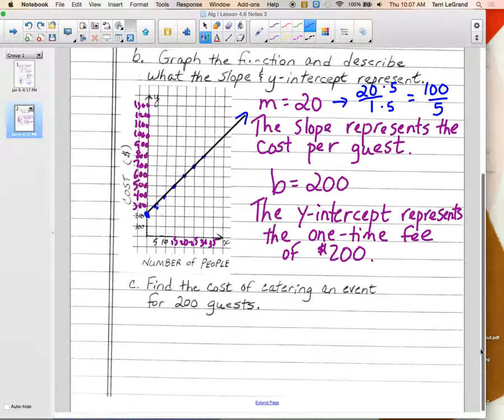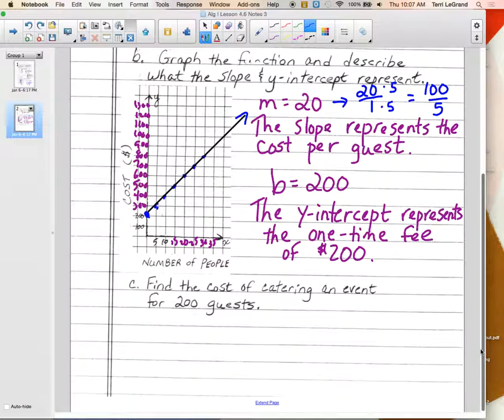Okay, if we were doing this on a graphing calculator, we could let the graphing calculator do this for us. Or we could look at our graph. If our graph is large enough, we could use the graph maybe to estimate at least part C. Find the cost of catering an event for 200 guests. Can we use our graph? No. Our x-axis, we only really take it out to about 40. So we can't really use our graph.